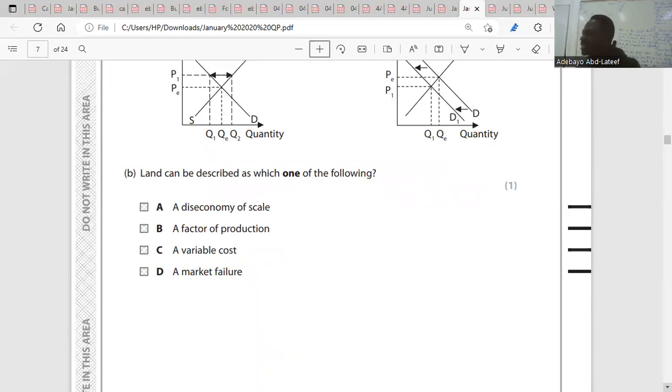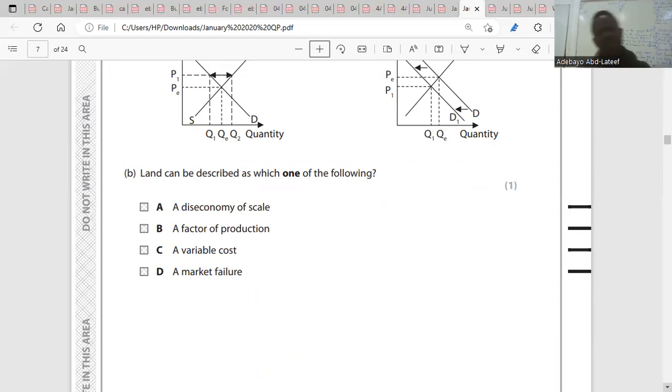Land is what? Fixed in nature. It is not mobile. The reward for land is rent. Do you understand? So when they ask you in the exam to define land or to explain land, this is what you have to say. Land is a factor of production, which is not mobile, and it is fixed in nature. The reward for land is rent. These are what you have to put into writing.